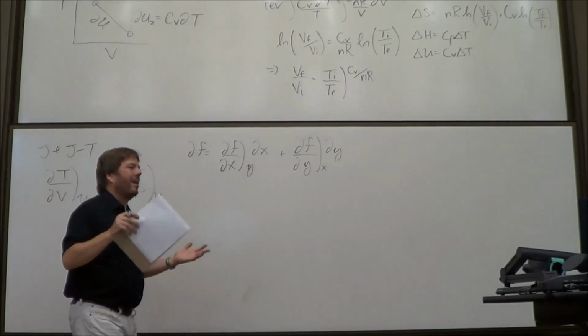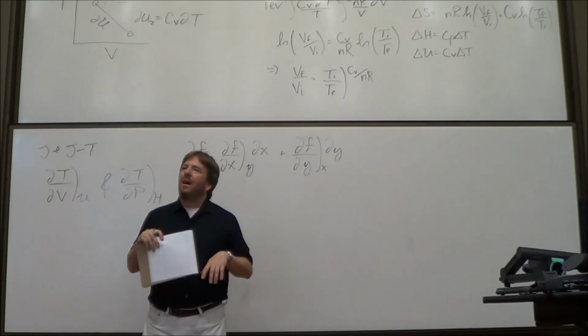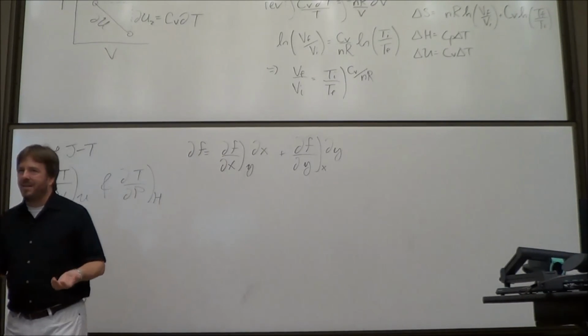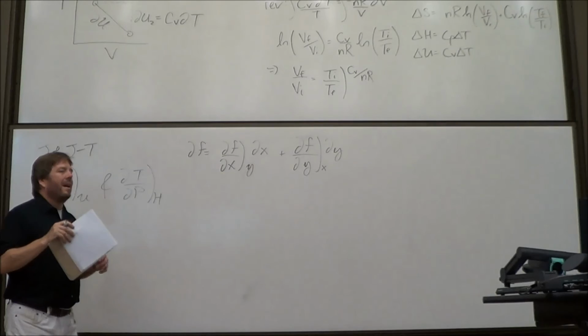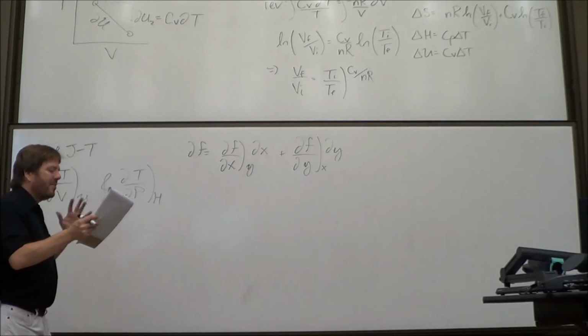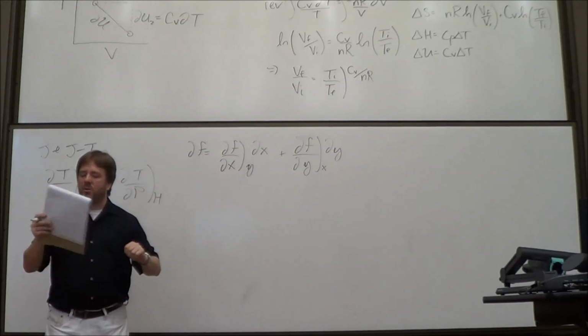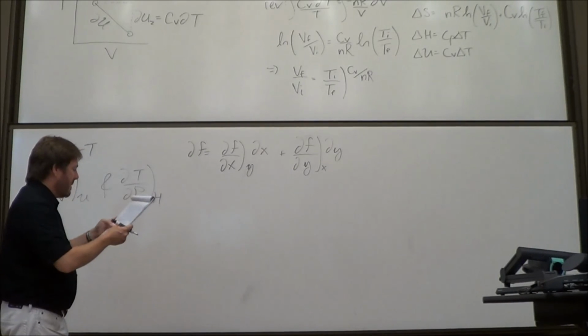dU/dT at constant V is Cv. dU/dV at constant T is 0 if it's a perfect gas. Yeah, there's really not much. After you get past this, it's all algebra. So I don't want to say too much about that.